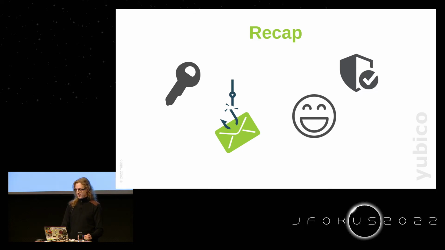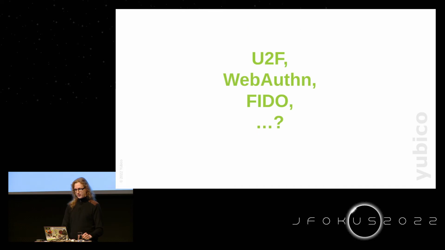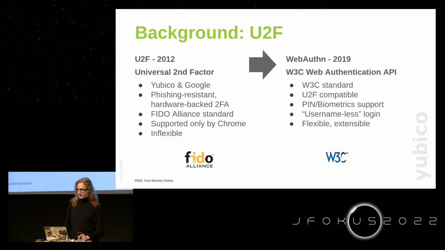So, next part of this is a bit of straightening out some of these many maybe confusing terms that we saw at the beginning, like U2F, WebAuthn, and FIDO. What does that all mean, and how do they relate, and so on? Because this can be a bit confusing if you're new to this. And there's also some history. But let's straighten some of that out.